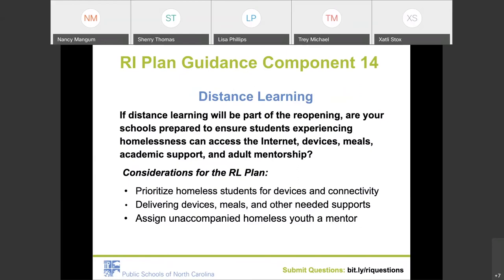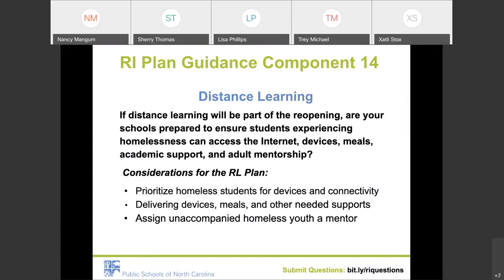In this slide, if distance learning will be part of the reopening, you need to ask if your school is prepared to ensure students experiencing homelessness can access the internet, devices, meals, academic supports, and mentorships. Considerations would include prioritizing students experiencing homelessness for devices and connectivity that you're going to be providing to all students. Providing unlimited high-speed data through hotspots and/or cell phone data and minutes, in order for students to complete all assignments and stay connected with liaisons, teachers, administrators, and mentors, would be allowed.